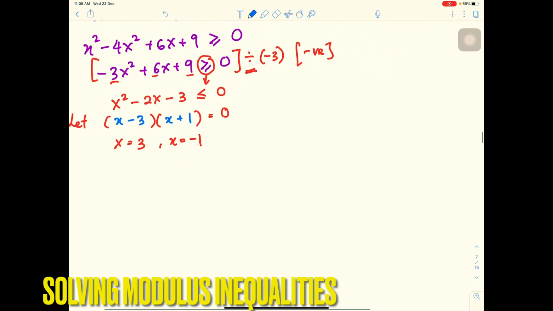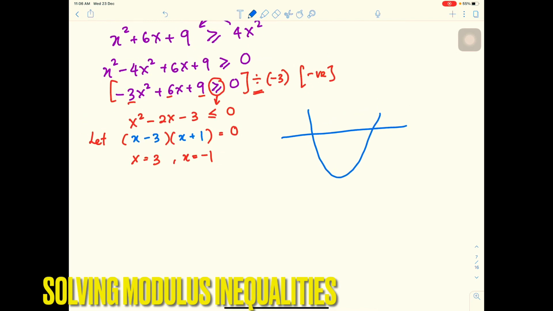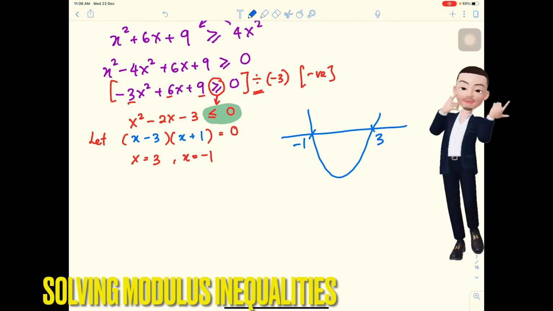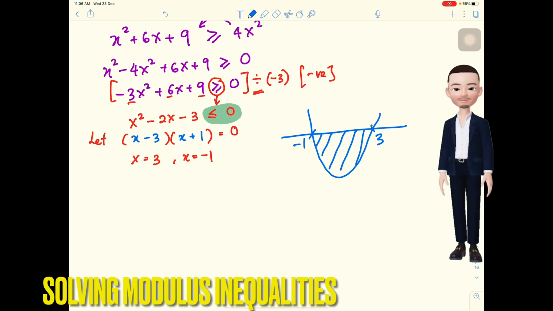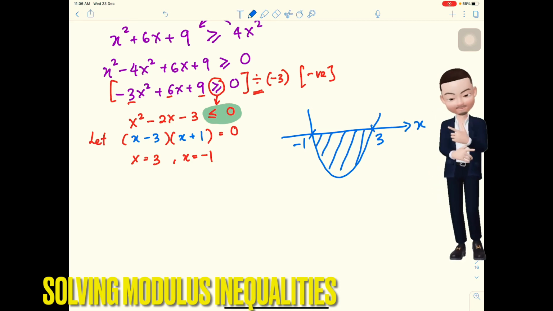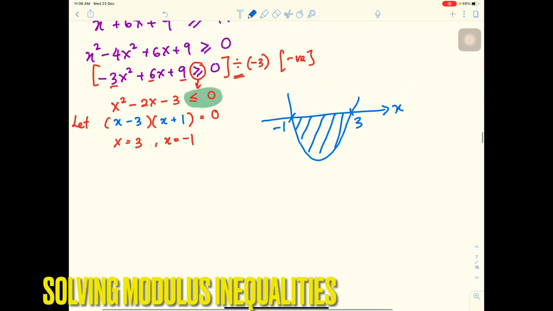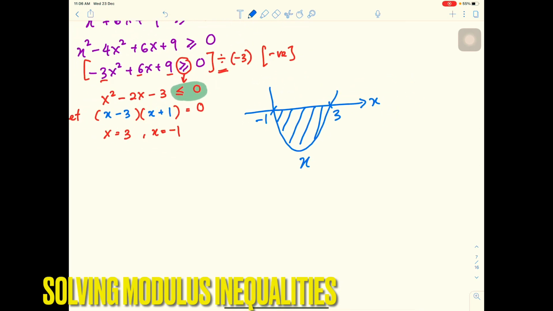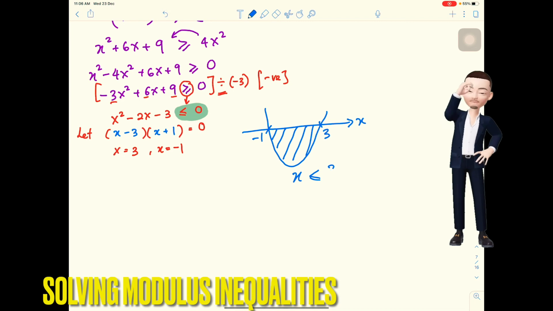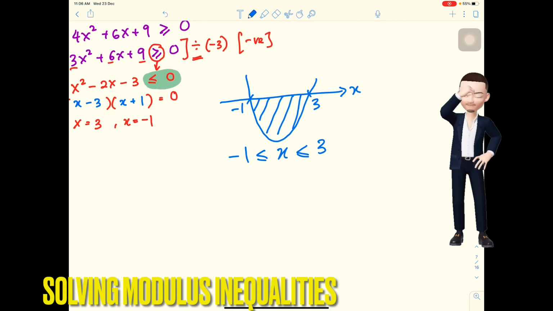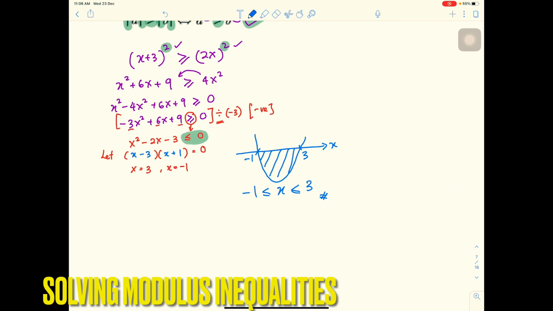We have to sketch a graph. Because the coefficient is positive, it's a smile quadratic graph, and the values of x are negative 1 and 3. Because the last inequality is less than, we shade the region below the x axis. So the solution of this question is x less than or equal to 3 and greater than or equal to negative 1. This is the answer of the question.